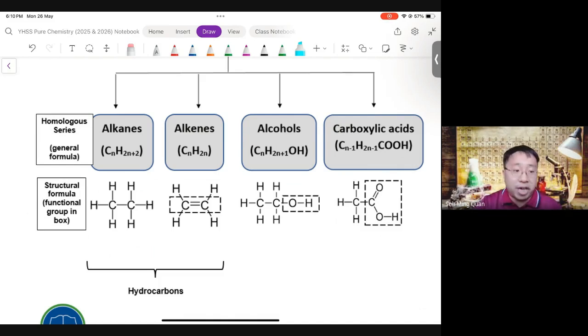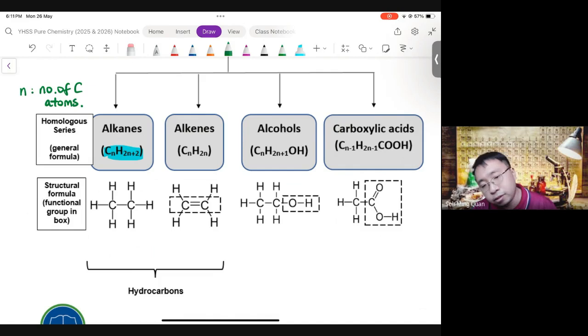So the first family is called alkanes. Now, the alkanes have a general formula of CnH2n+2. General formula means this formula is obeyed by all members of the alkane family. The alkane homologous series, every alkane will obey this formula, CnH2n+2. So what on earth is n? n in organic chemistry is the number of carbon atoms. So if the alkane has 1 carbon, n equals 1. If the alkane has 50 carbons, then n equals 50.